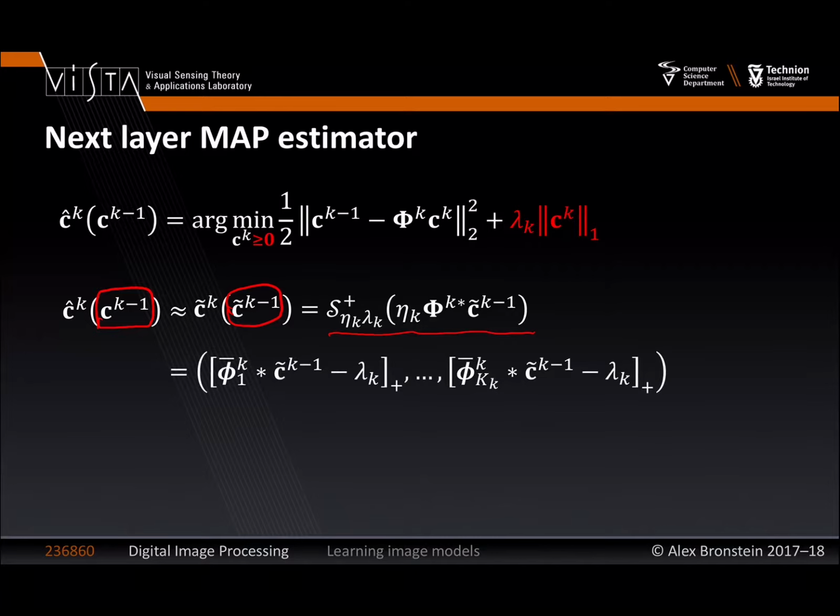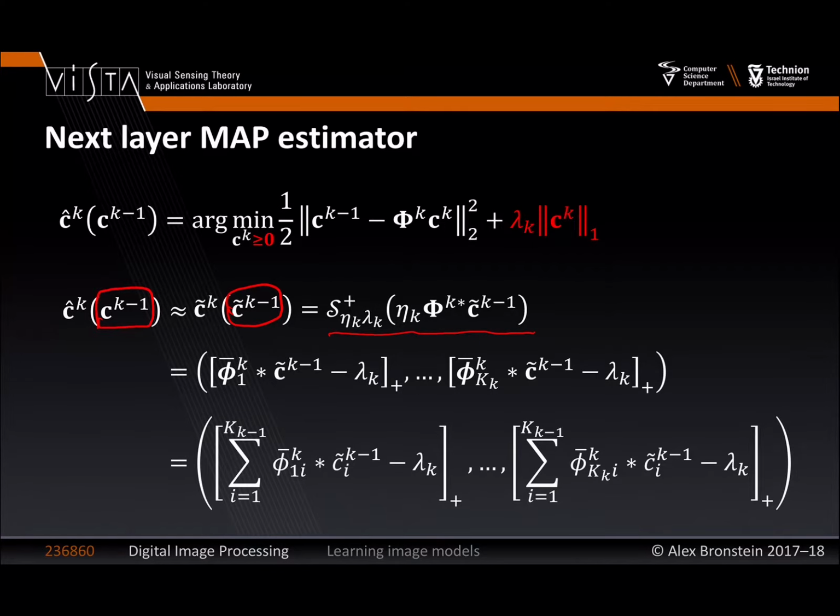So eventually I end up with this expression for the kth layer, okay? And again, you can write it explicitly, substituting the form of the adjoint operator that we had before. Okay, so I will stop here. I will finish this part next week.